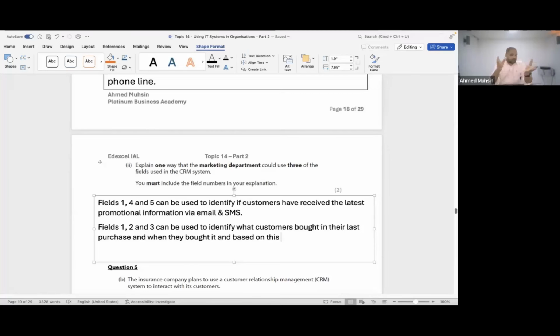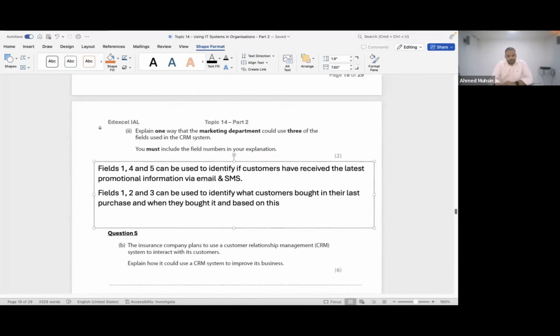Or you saw that their last purchase for the smartphone was 5 years ago. No, 5 years too far ago. 3 years ago. You would now start upselling. Hey, time to upgrade your phone. Go for the latest one. Something new has come into the market. Isn't it? Fields 1, 2, and 3 can be used to identify what customers bought in their last visit and when they bought it. And based on this, the retail store can carry out upselling and cross-selling. Okay.